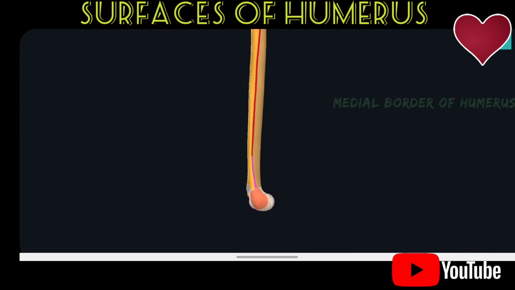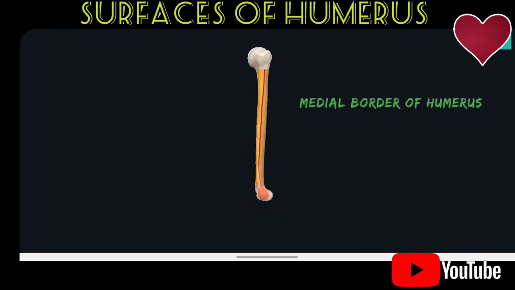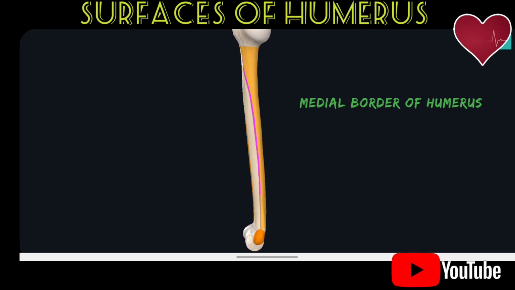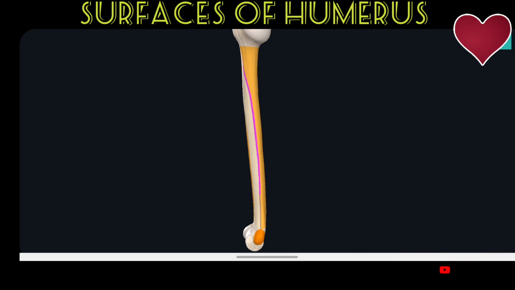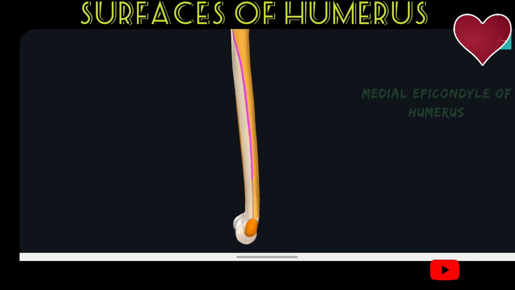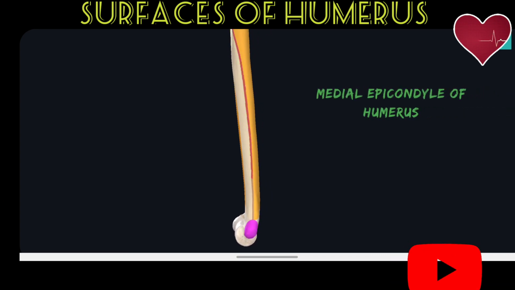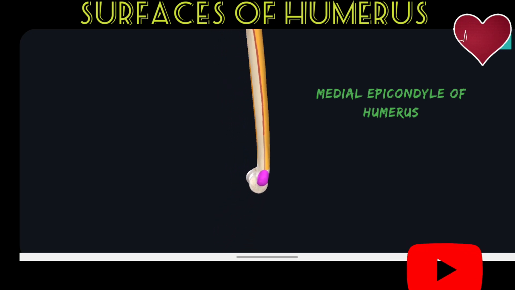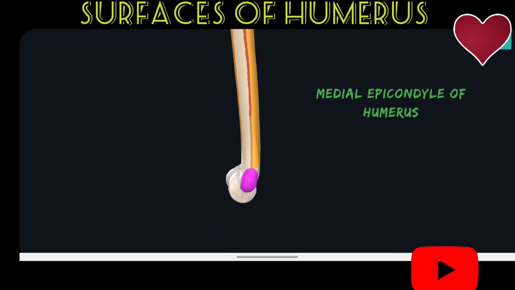And the next surface we are going to learn is the medial border of the humerus, this pinkish part, and this medial border is located along the posteromedial aspect of the body of the humerus. And the next surface is the medial epicondyle of the humerus, and it is also called the internal epicondyle, and it is the subcutaneous projection found at the distal end of the medial supracondylar ridge of the humerus.